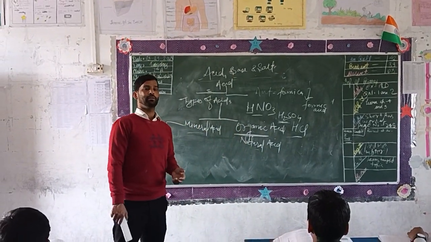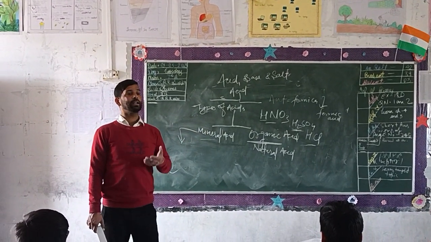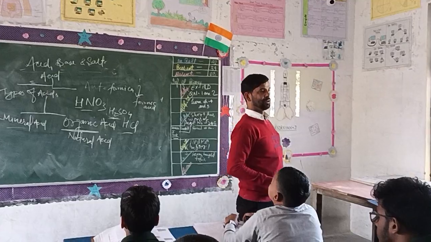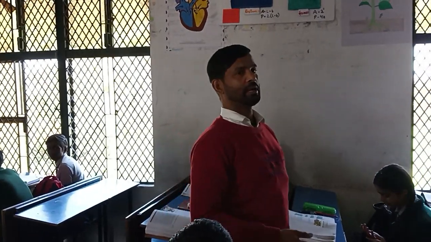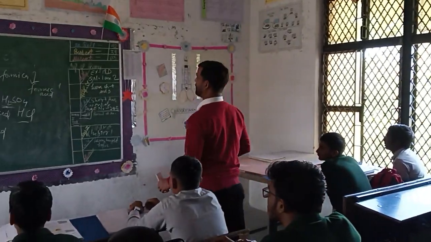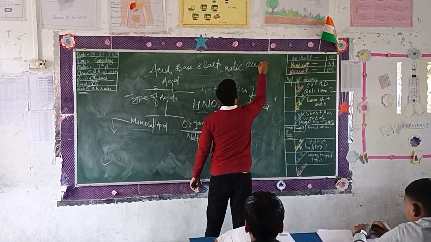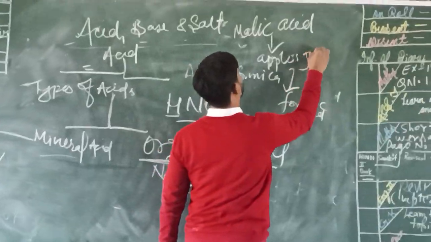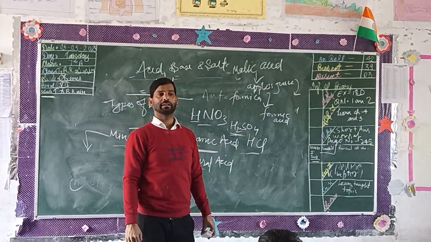And there is another form of acid which is called natural acid or organic acid, like tartaric acid, formic acid, acetic acid, citric acid, carbonic acid, malic acid. Malic acid is made from apple juice, which is derived from apples. So it is known as malic acid.